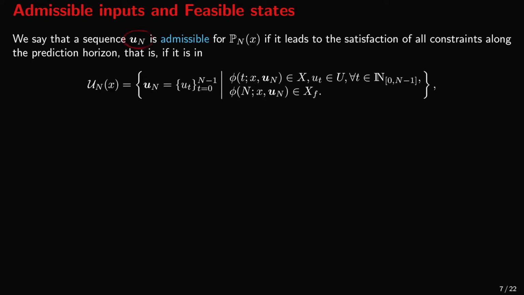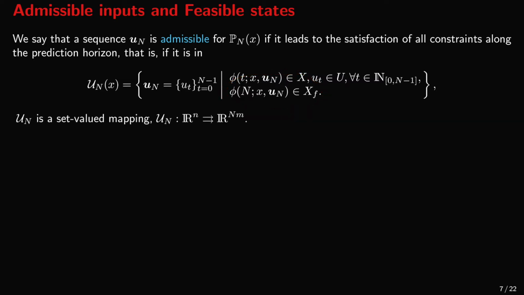We say that the sequence u boldface n is admissible for our optimal control problem with initial condition x0 equal to x if it leads to the satisfaction of all constraints along the prediction horizon. The set of all admissible sequences is denoted by big U calligraphic subscript n of x. This is the set of all sequences u boldface n whose elements are drawn from the set U and starting from x retain all future states inside X and steer the terminal state inside Xf.